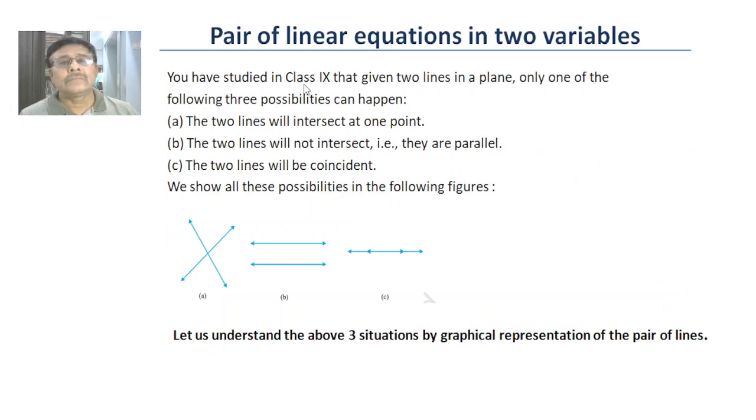You have studied in class 9 that given two lines in a plane, only one of the following three possibilities can happen. Possibility number one is that the two lines will intersect at one point, as shown here, or the two lines will not intersect, that is, they are parallel, as shown in this figure, or the two lines will be coincident, that is, the two lines will coincide. Now let us understand the above three situations by graphical representation of the pair of lines.